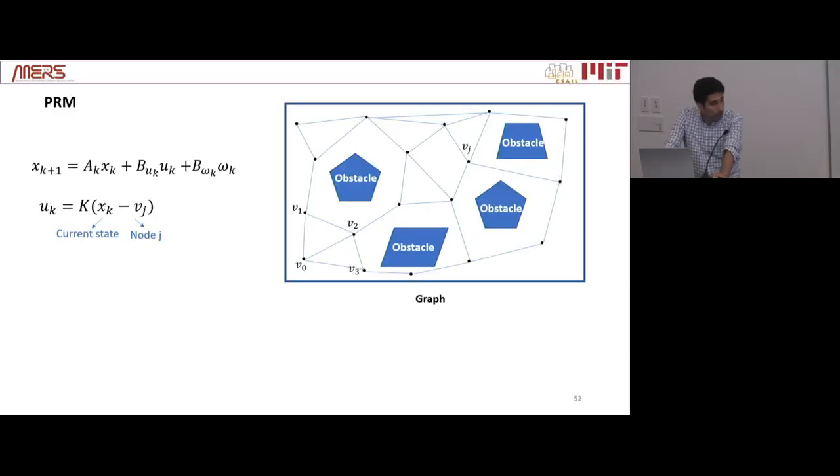In PRM, the whole point is to construct a graph. So instead of working with trees, we want to construct the graph in offline mode. We want to find obstacle-free nodes and connect the nodes with edges, and design a controller in offline mode to travel between the nodes. So we want to do all calculation offline, and then in real time, everything reduces to the graph search problem if you want to do motion planning.